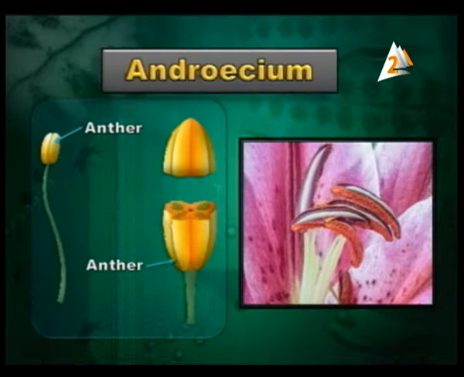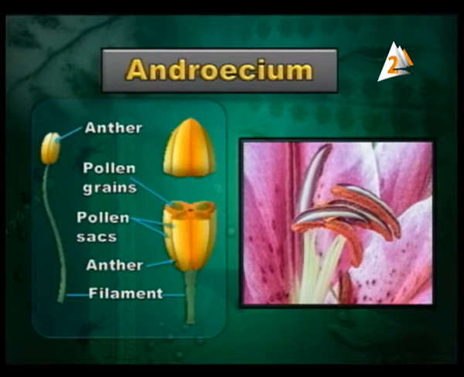So the androecium represents the male organs of the flower, which consist of a group of stamens. Each stamen consists of a filament and carries an anther. Each anther contains four sacs, which are called sacs of pollen grains. So another time, the androecium is the male organ of the flower, consisting of a group of stamens, each with a filament carrying an anther which contains four sacs of pollen grains.